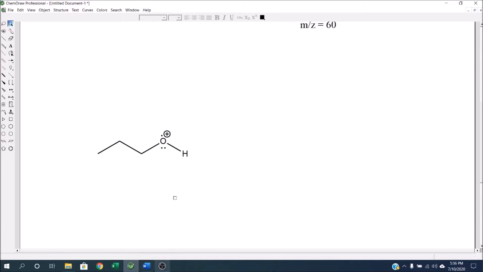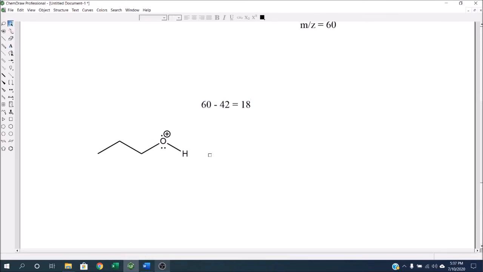The last peak that I want to look at is that peak at 42, M over Z of 42. And what I want you to notice is that the original mass is 60. And if you have a peak at 42, that means that you need to lose 18 units of mass.